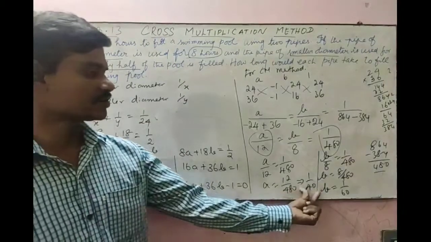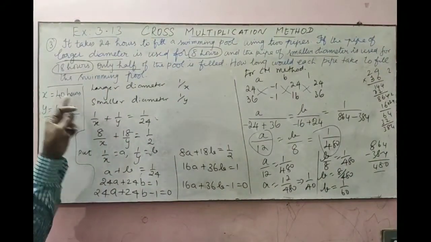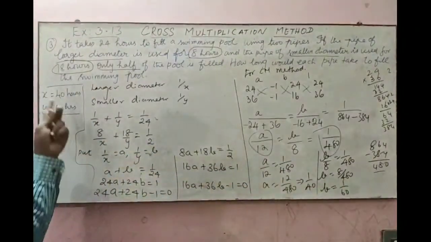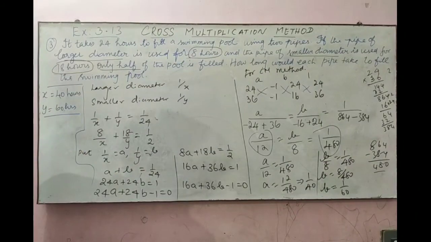So whatever the answer, we have to make it as inverse. 1 by 40 becomes 40 by 1. 1 by 60 becomes 60 by 1. So 40 hours and 60 hours are the answers.